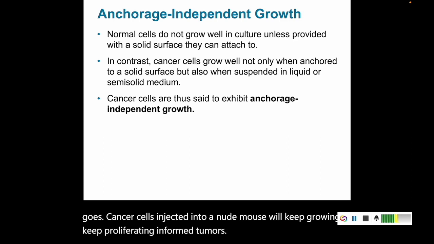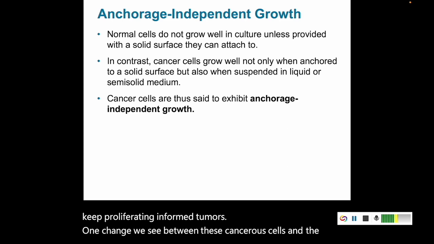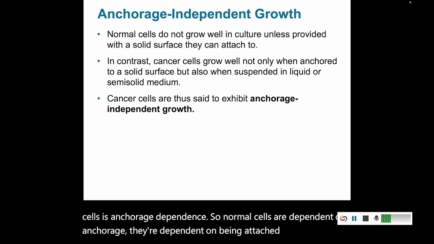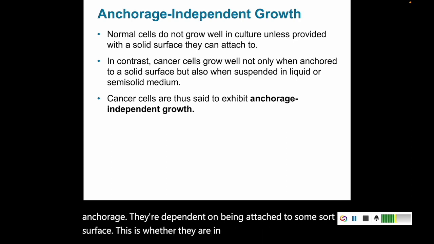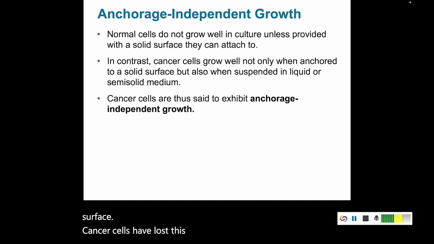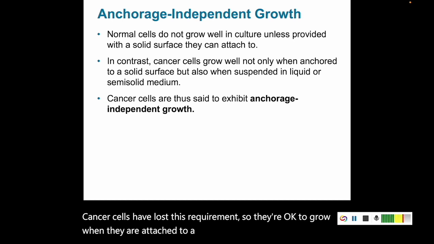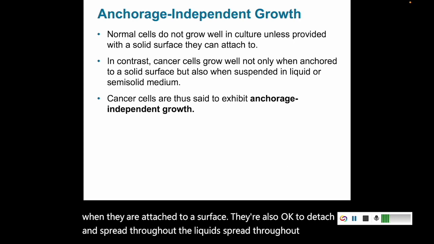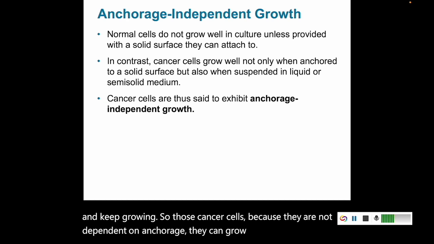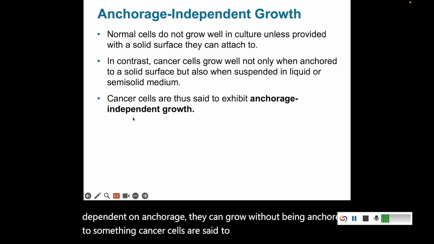One change we see between these cancerous cells and the normal cells is anchorage dependence. So normal cells are dependent on anchorage. They're dependent on being attached to some sort of surface. This is whether they're in culture or even in your own body. Cells grow best when they're attached to some sort of surface. Cancer cells have lost this requirement, so they're okay to grow when they are attached to a surface. They're also okay to detach and spread throughout the liquid, spread throughout your body, and keep growing. So those cancer cells, because they are not dependent on anchorage, can grow without being anchored to something. Cancer cells are said to be anchorage independent.